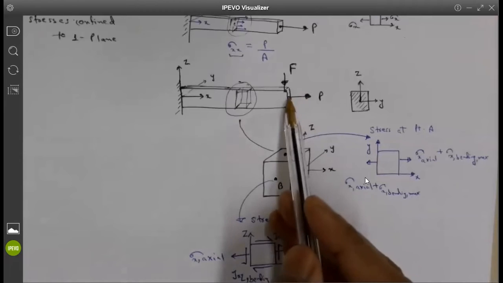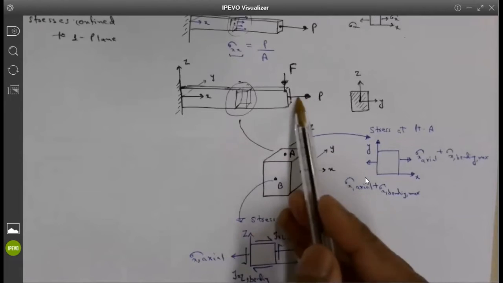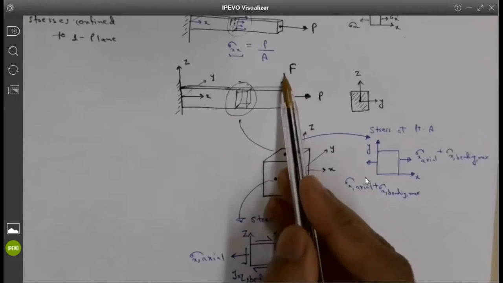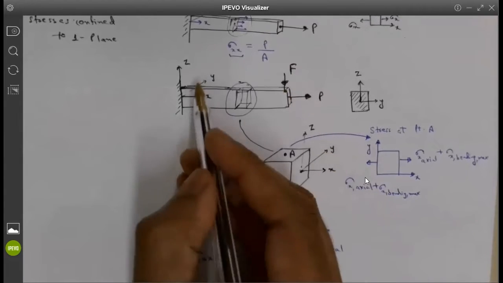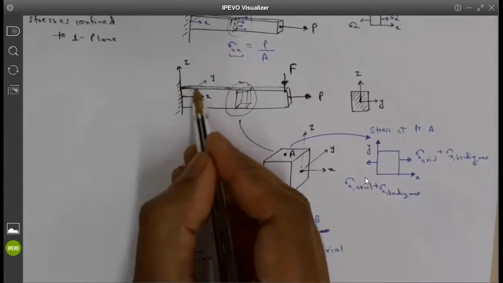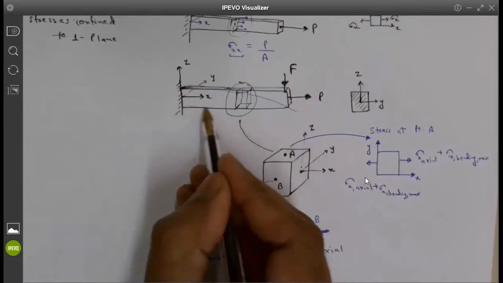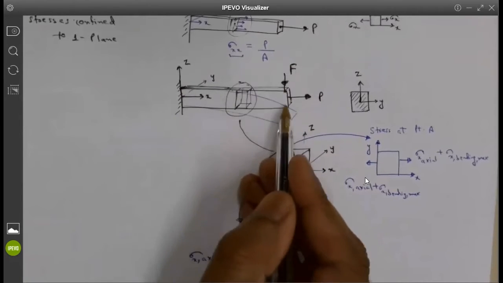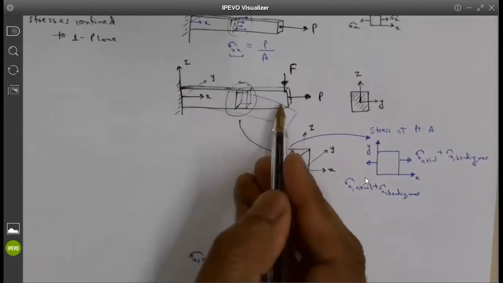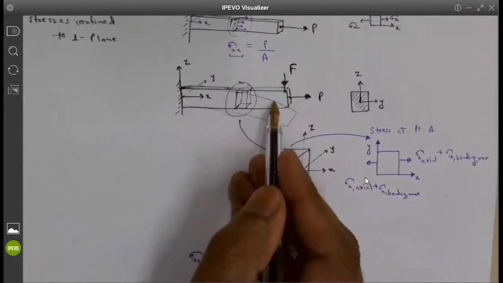One is this load P in the uniaxial direction. Another one is due to the bending load. This is acting in a transverse direction, and this will cause the cantilever beam to deflect like this. And when it deflects, the top part will be under uniaxial stresses, the tensile stresses. Everybody agrees with me? Yes.